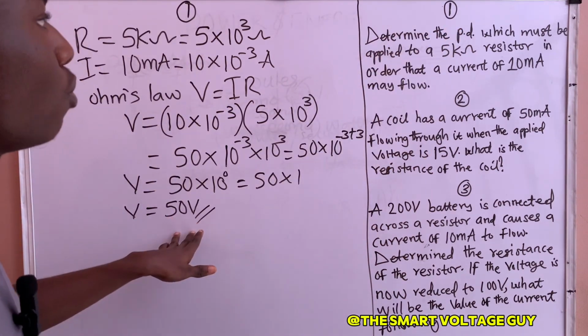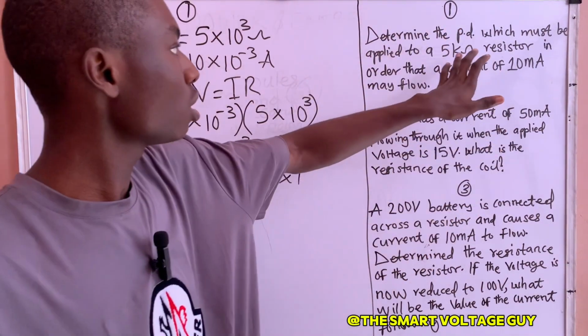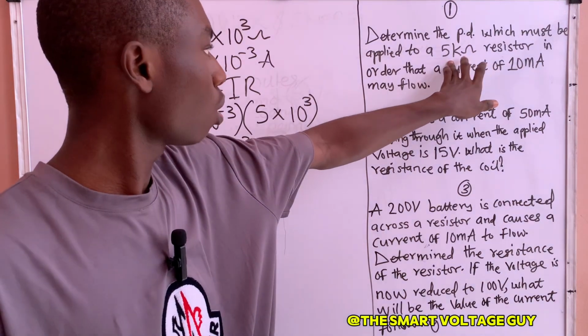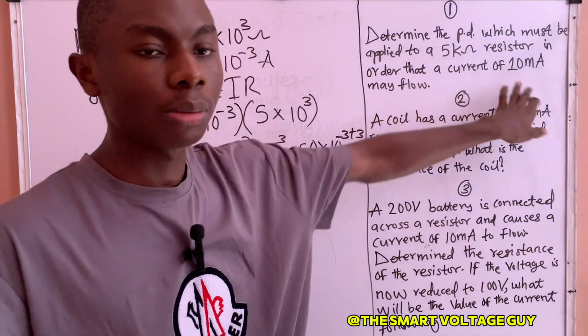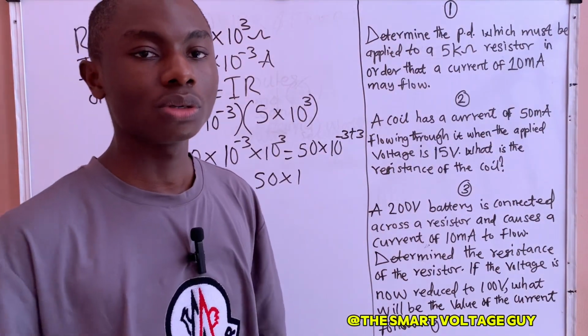So this is the value of the voltage that must be applied to this 5 kilo ohms resistor for this current of 10 milliamps to flow through the entire circuit.